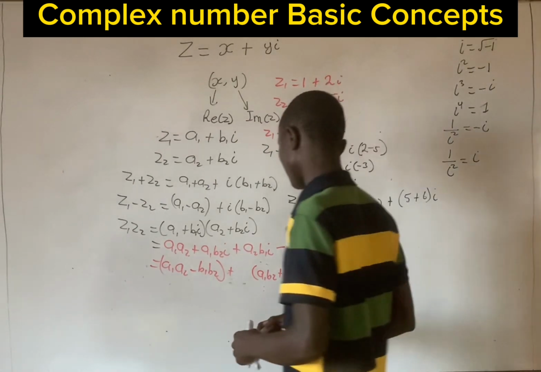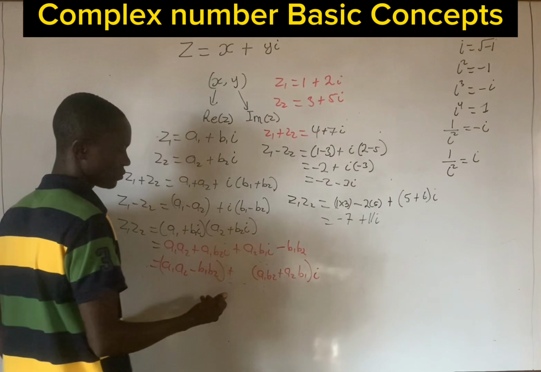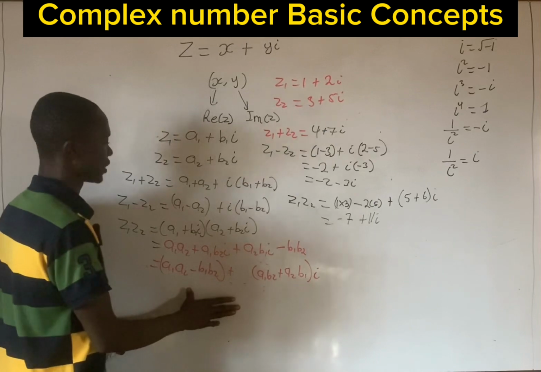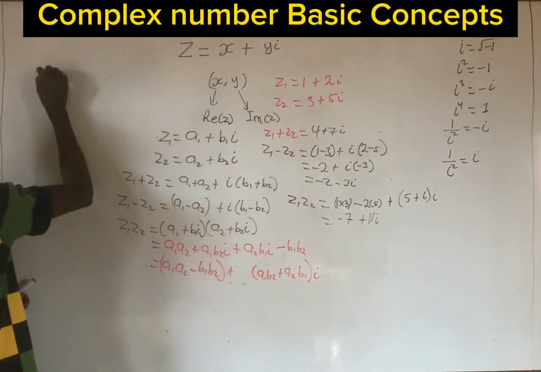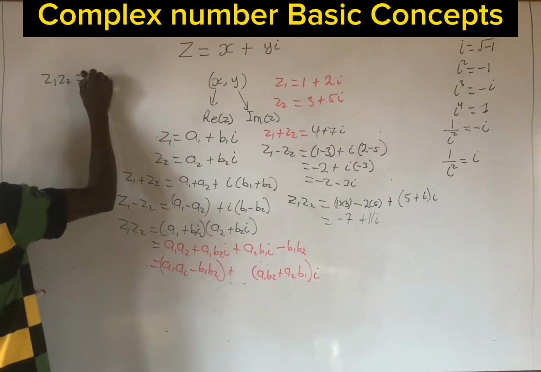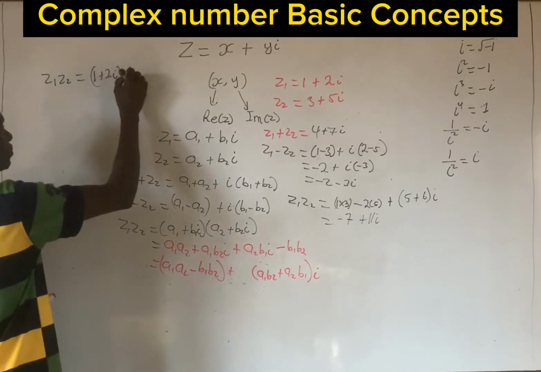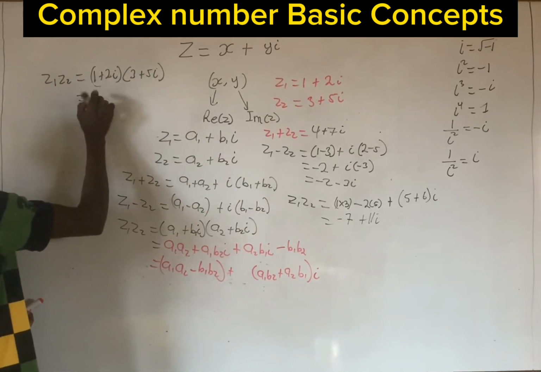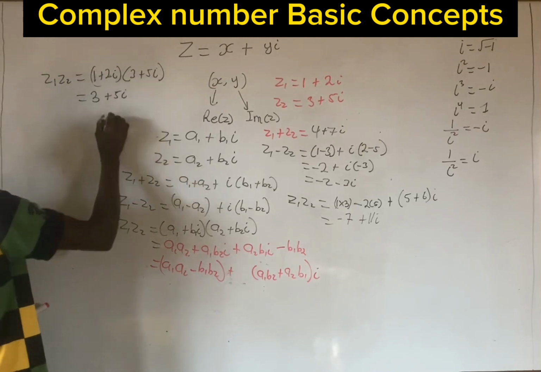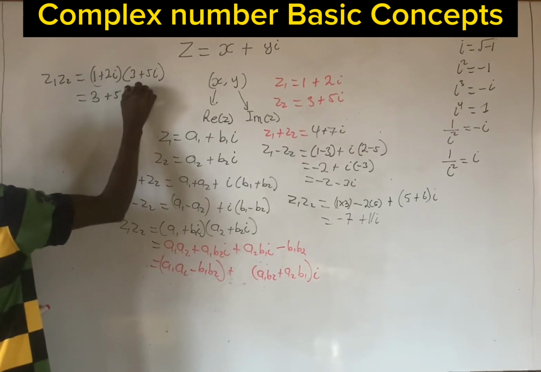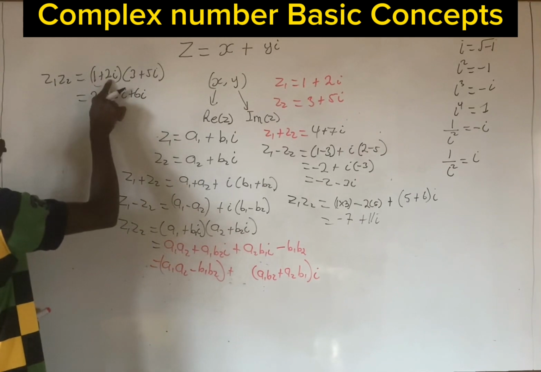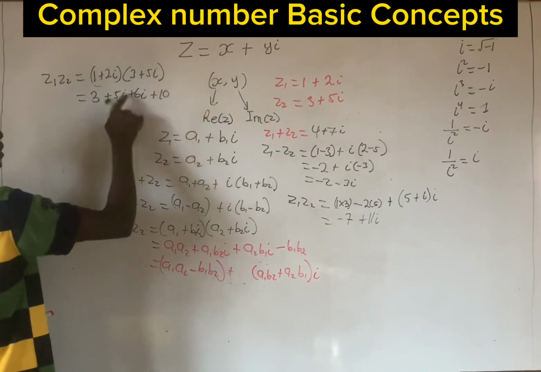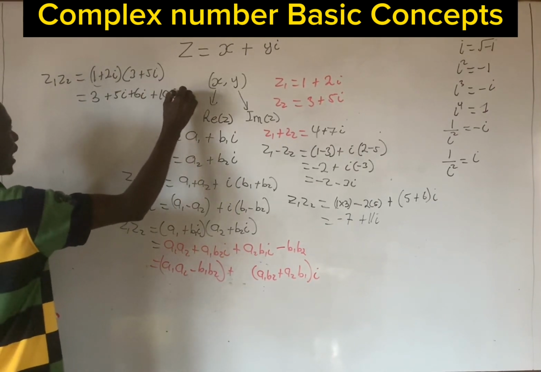Now let us verify. We don't need to memorize this formula. We can use the distributive property as we've done it here. So Z1 Z2 is simply 1 plus 2i times 3 plus 5i. 1 times 3 gives 3, 1 times 5 gives plus 5i, 2 times 3 gives plus 6i, then 2 times 5 gives plus 10, and i times i gives i squared.